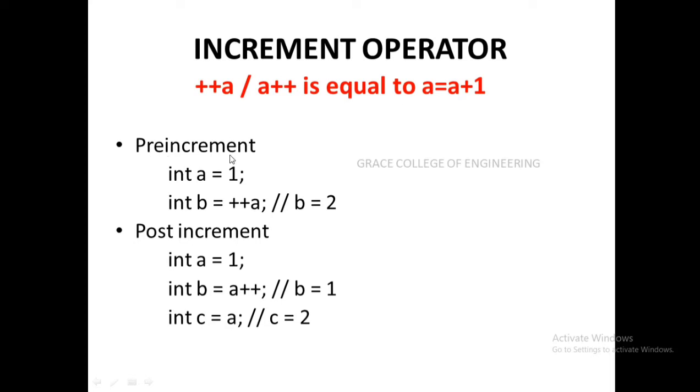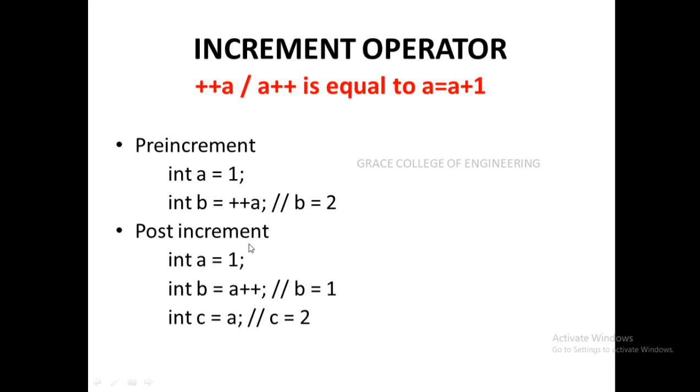Consider the case of a pre-increment. First, in this example, we are assigning the value of a as 1. In the second line, what happens is plus plus a is assigned to b. In pre-increment, first the increment is done. So now the value of a is incremented to 2, which is then assigned to b. So now the value of b becomes 2.